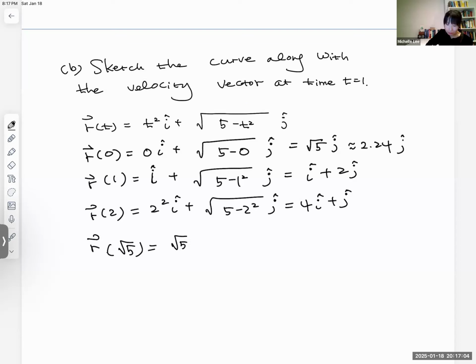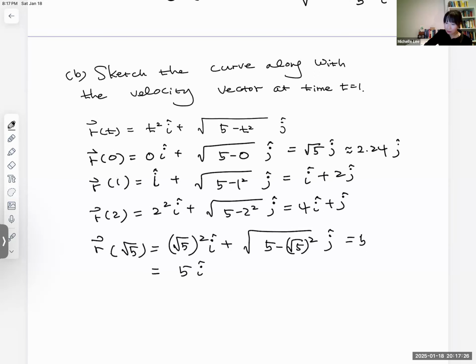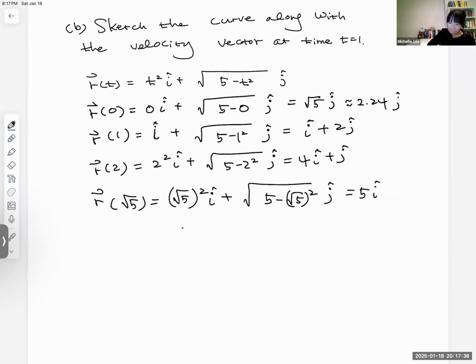Then the square root of 5 squared, I have plus 5 minus the square root of 5 squared, j hat. That will be 5 i hat, and that's also 5 here, right? So we have 5 i hat then. Yeah, j hat is 0. Okay, so they say that this is a parabolic path.